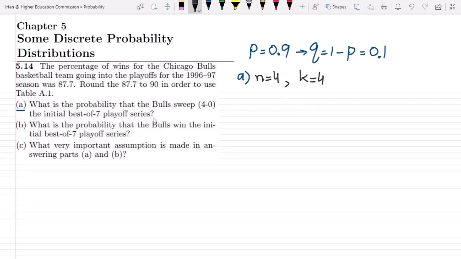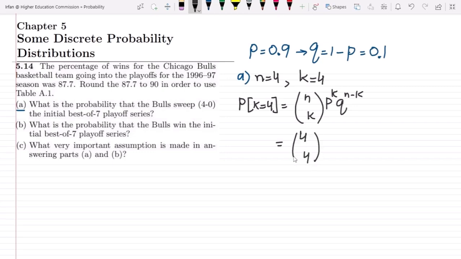Therefore this is again the problem of the binomial probability law, and I have to find the probability that k equal to 4. The formula of it is n choose k, p to the power k, q to the power n minus k. Let me put all these values here. So n is 4, k is 4, and p is 0.9, 0.9 raised to power 4, and 0.1 raised to 4 minus 4, which is 0.